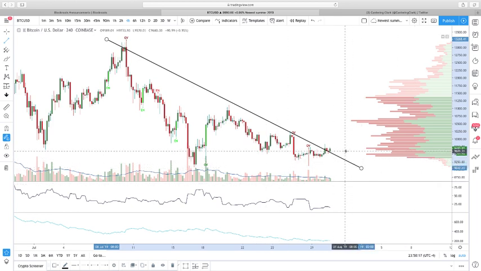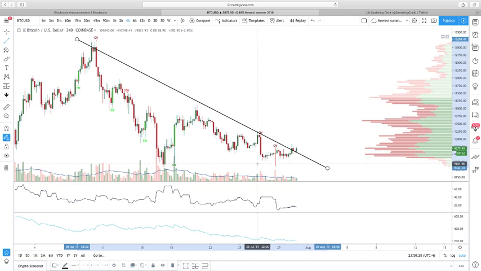This is the point where I would want to see that just the support is maintained. It's not necessary that I see that we break out of this tremendously right now. If we just started to grind higher, I'd be really happy. That'd be a really positive thing if we just start grinding higher.